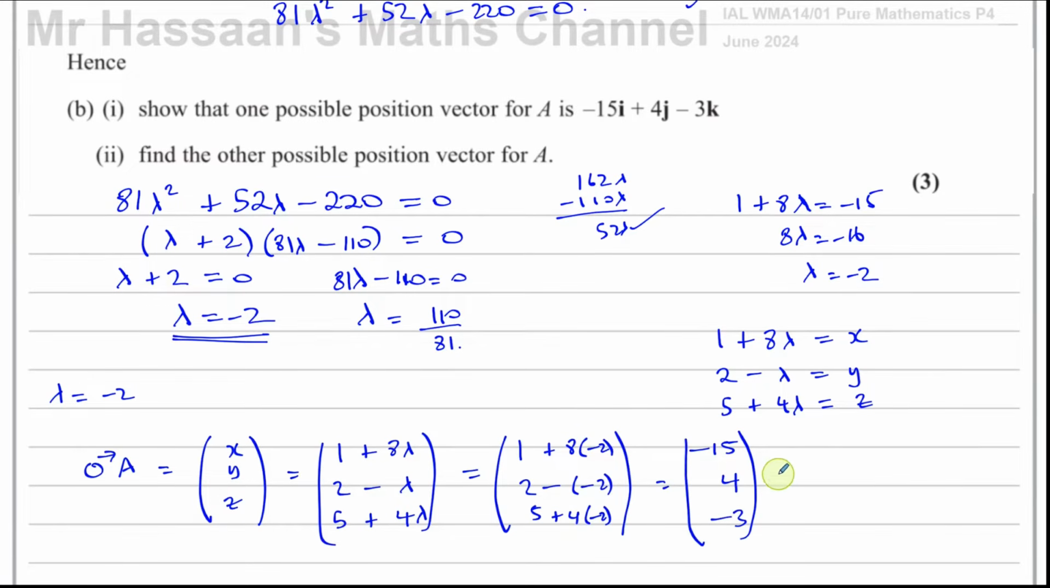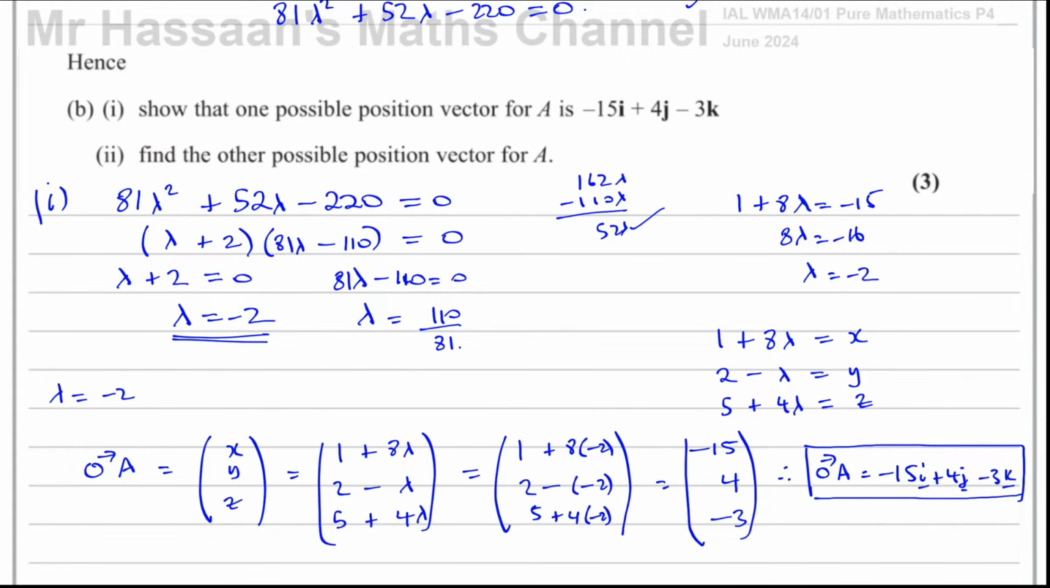So we can say, therefore, OA, and as I said, we should write it in ijk form in the end, is minus 15i plus 4j minus 3k. Okay, so in the end, we write it in the ijk form. All right, and there's the answer to question B, part 1.